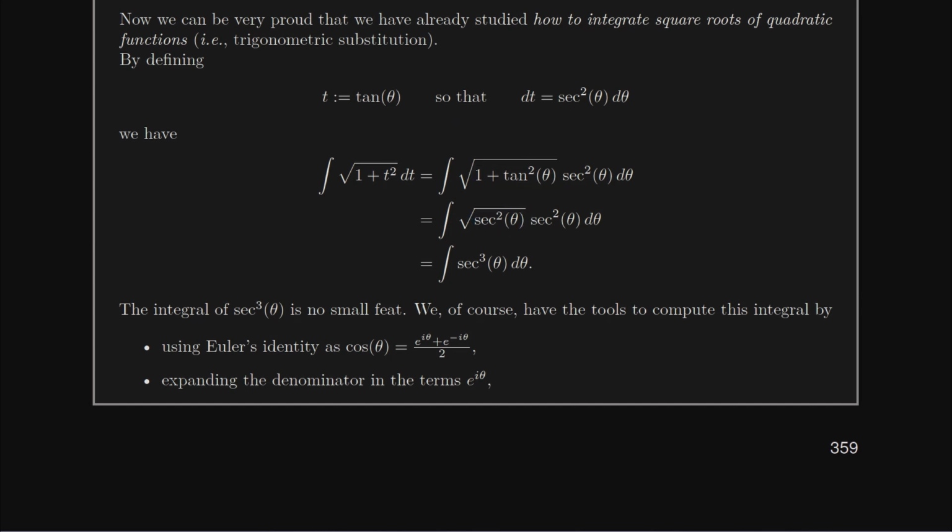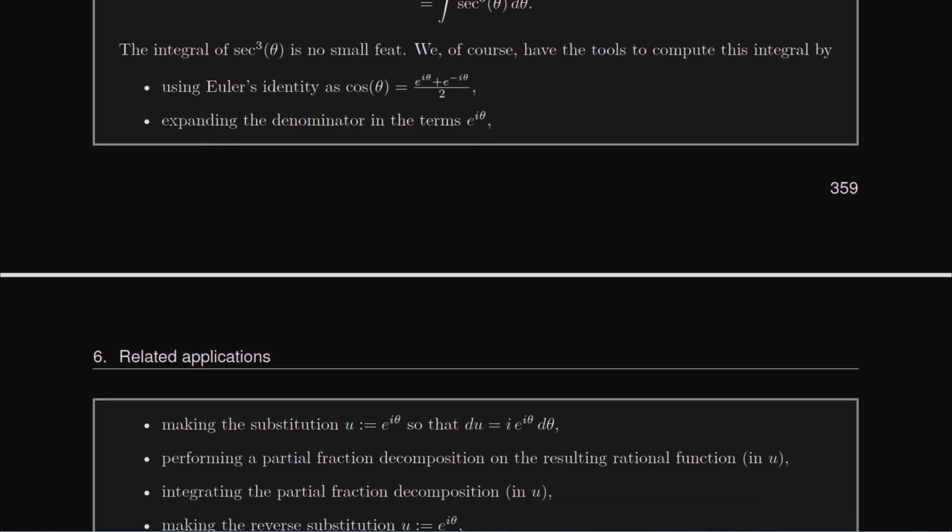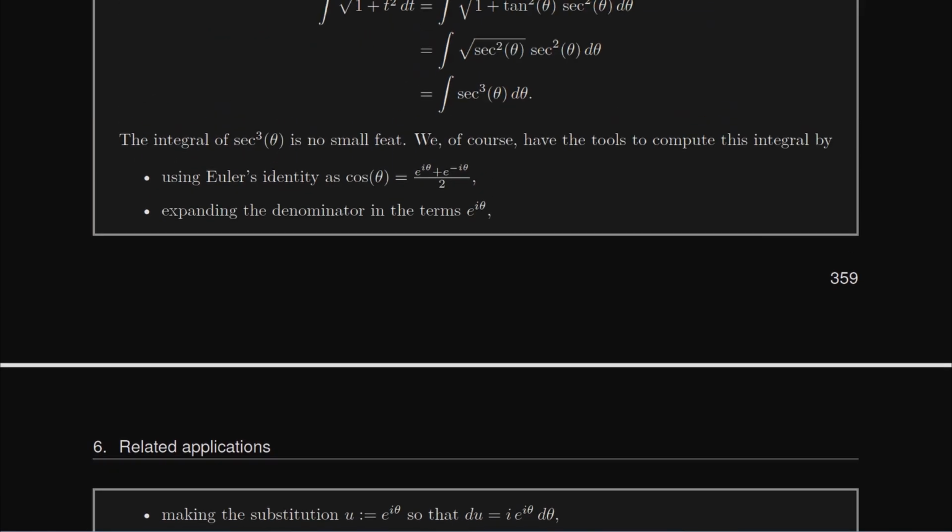Swap in a secant squared. You now have a square root of a square. You can call this the integral of secant cubed. Now at this point, our life actually gets quite tricky. I haven't gone through all of the work for this. If you go back one chapter, we do have the tools to compute the integral of secant cubed.